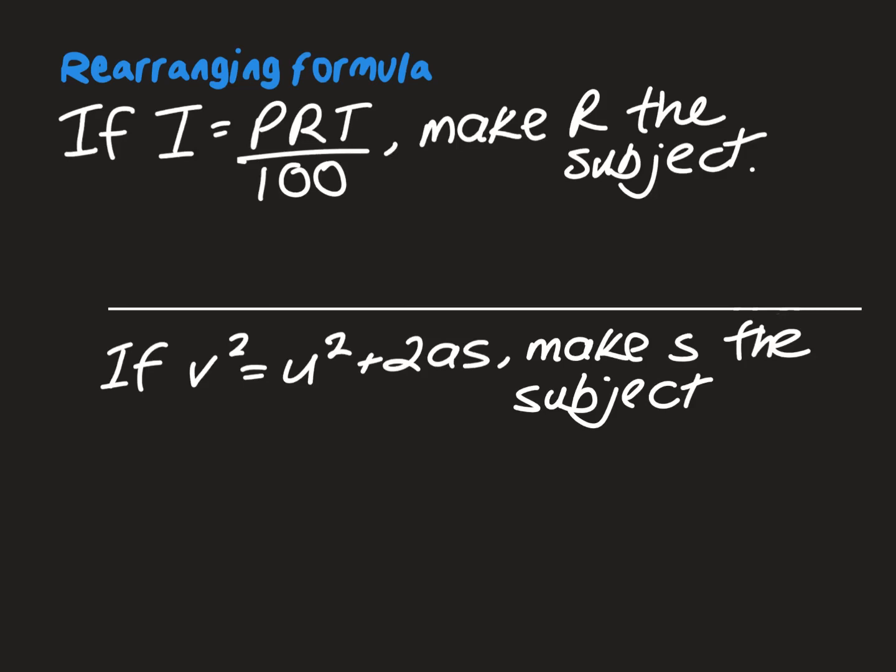So we make rearranging formula, we're making something else the subject. So in the first one here, we've got I equals PRT divided by 100, and we're making R the subject. So always circle what you're trying to isolate.